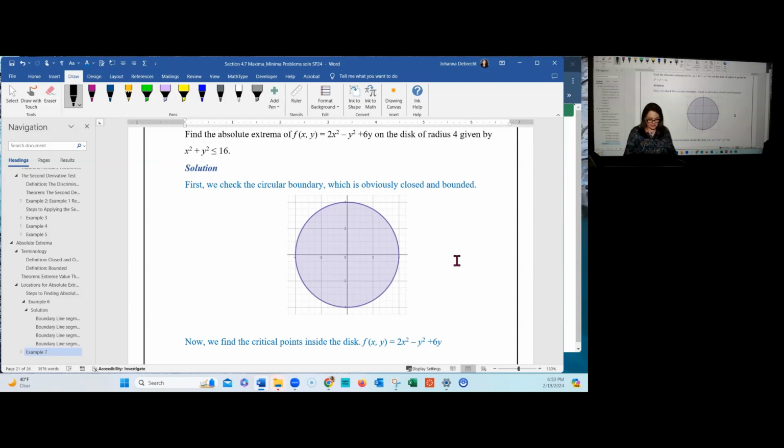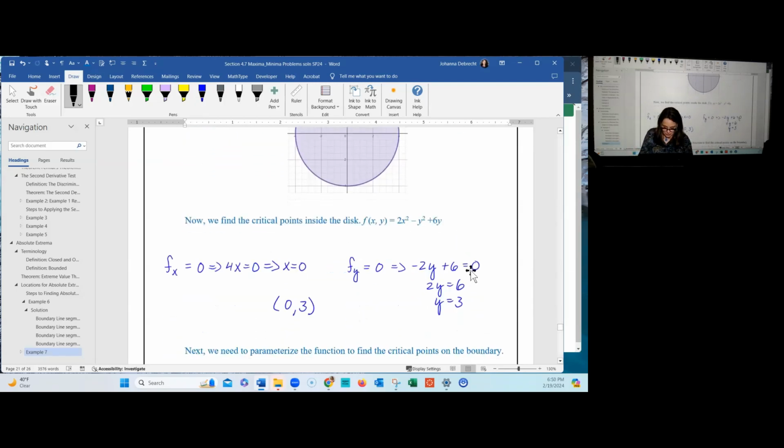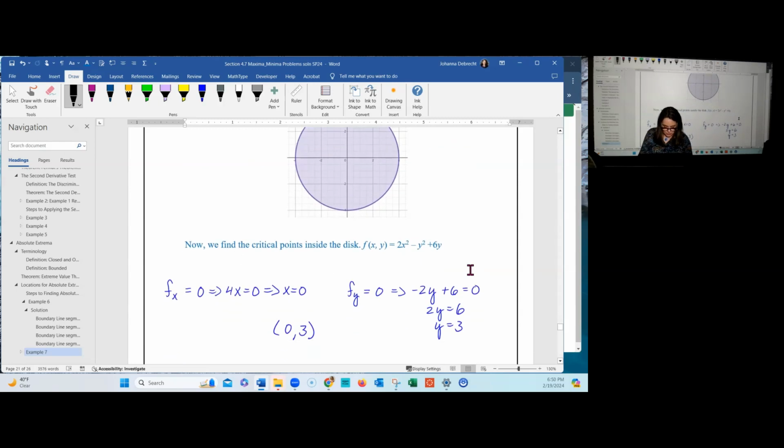So let's see how you did. When we're looking at this one, the first thing that we can do is find the partial derivative with respect to x. In this case, we're going to set it equal to 0. The partial derivative is 4x. When I set it to 0, that tells me that x is 0. The partial derivative with respect to y is negative 2y plus 6, which I set to equal 0, and I get y equal 3. This gives me one critical value, the ordered pair (0, 3).